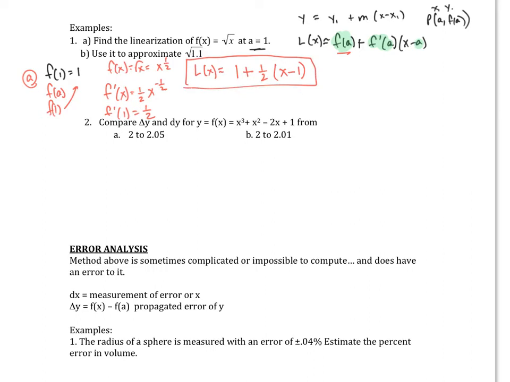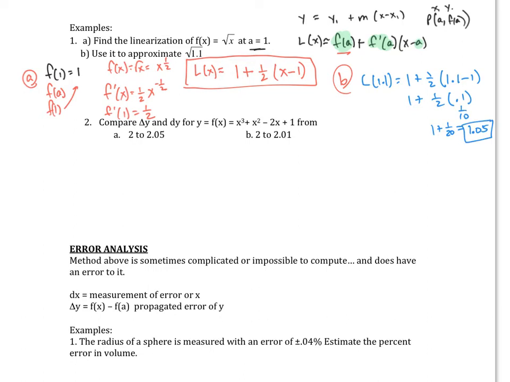Now for part B, it says use this to approximate the square root of 1.1. So that means I'm going to say L of 1.1. L of 1.1 comes out to be 1 plus 1/2 of 1.1 minus 1. This is 1 plus 1/2 times 0.1, which is 1/10. So 1 plus 1/20th comes out to be 1.05.